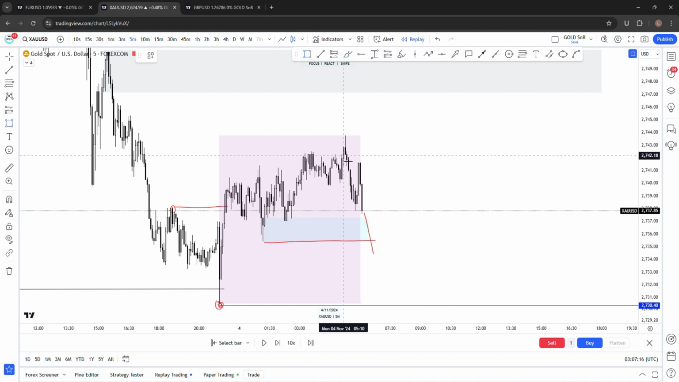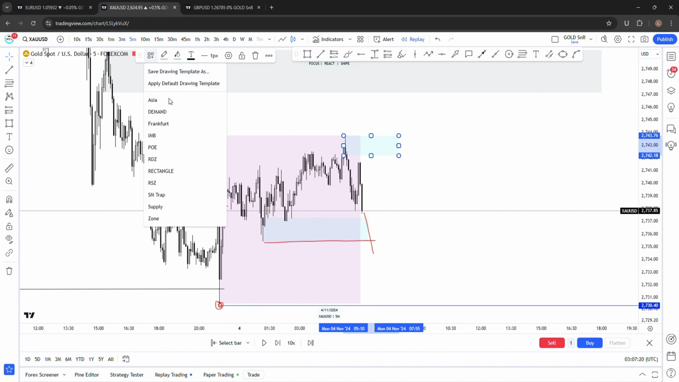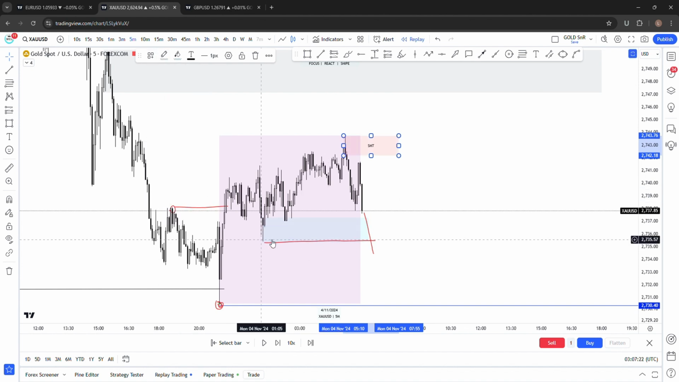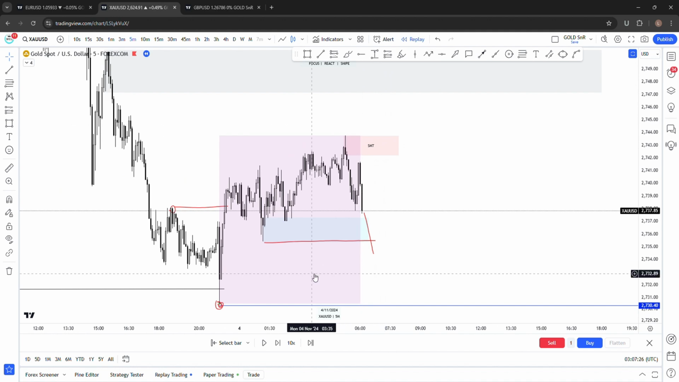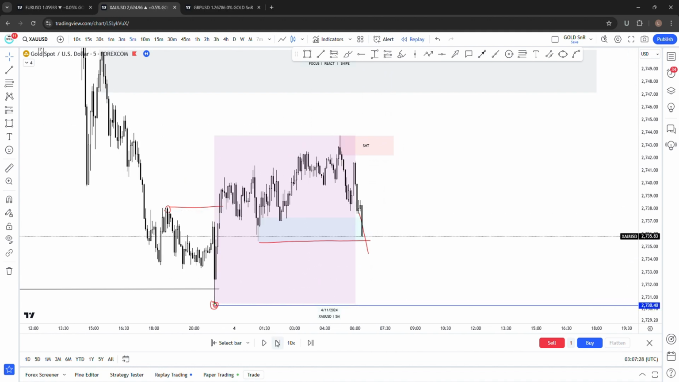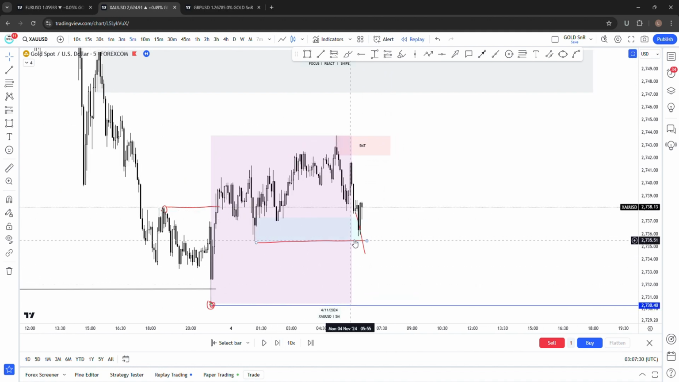They'll be looking for price to come back into this guy. Meanwhile, this guy is just a mid-Asia inducement, and so this guy is going to be an SMT. So if I play price forward a little, you're going to see something. Price taps into this guy.